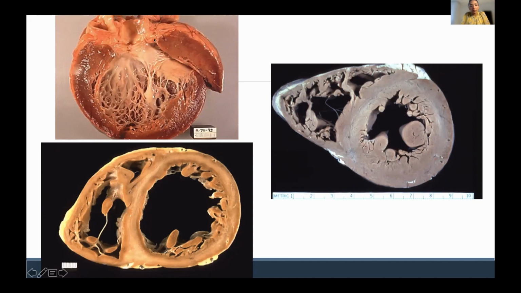Another gross specimen just showing how the LV has become so spherical. There's a lot of white that you're seeing over here. That's all fibrosis, which is abnormal.